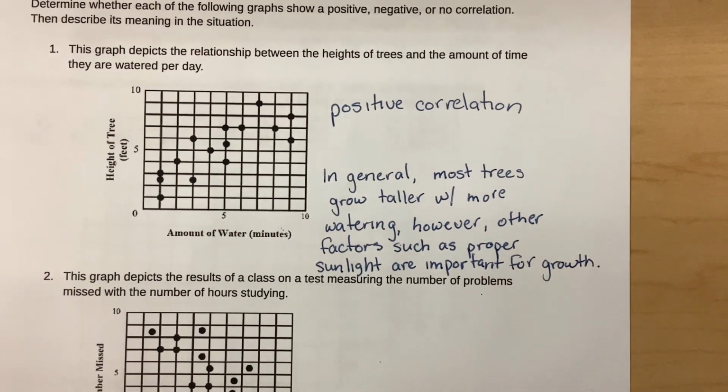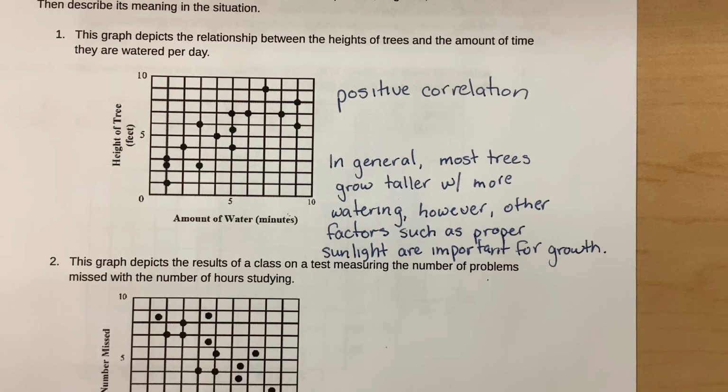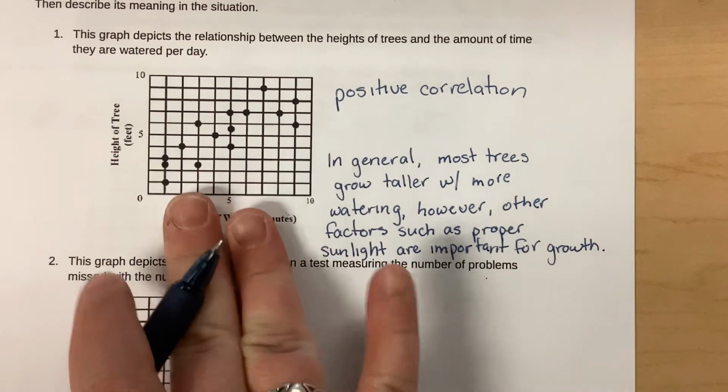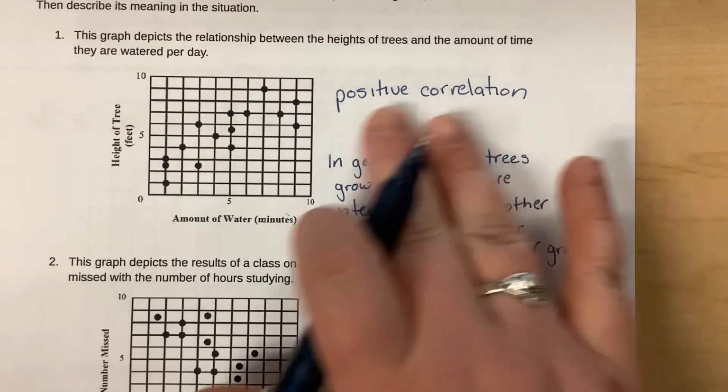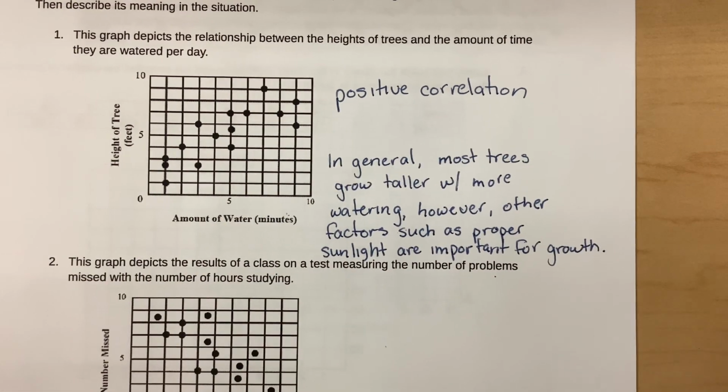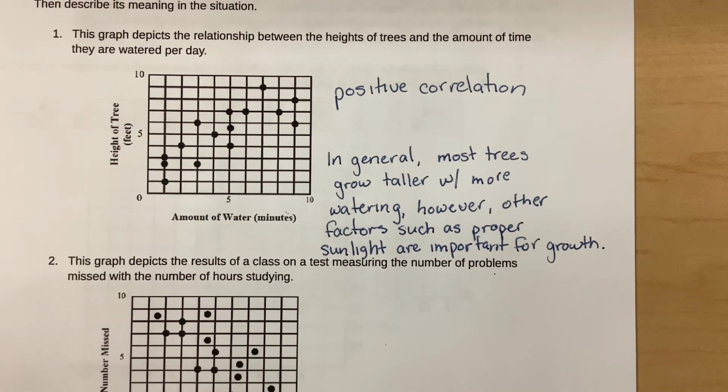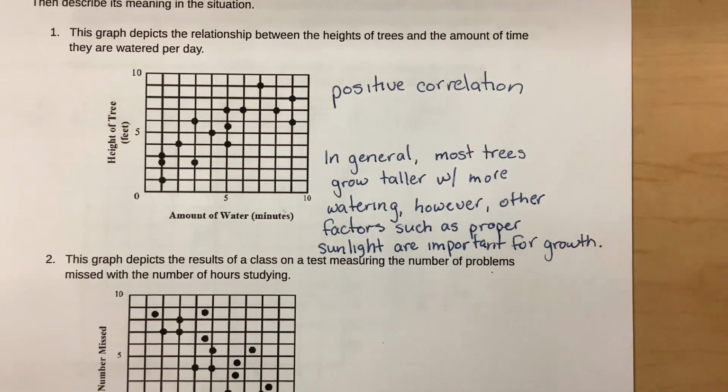Okay, so unless the points that I give you are in a perfectly straight line, you cannot say that X causes Y. Now you can say in general, this is what's occurring, but then you also have to list another factor that is included in what's going on.